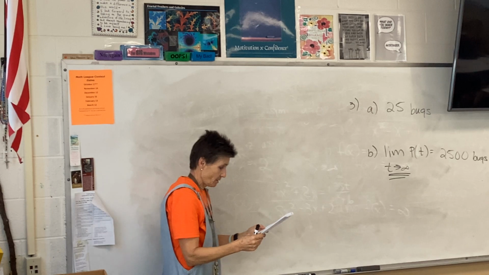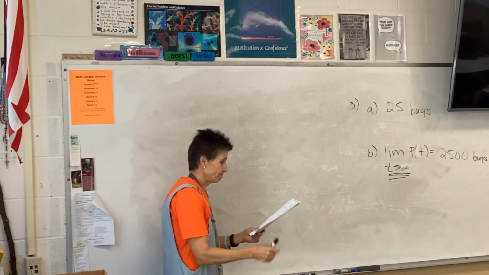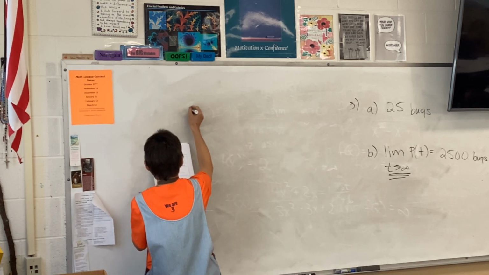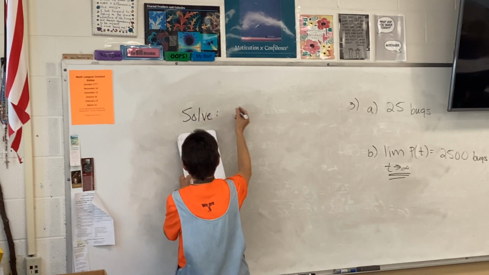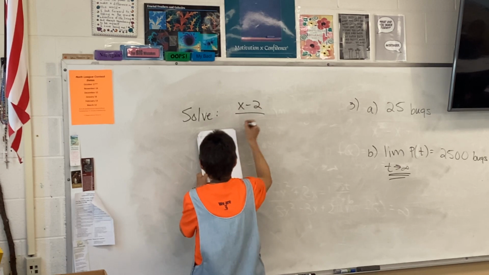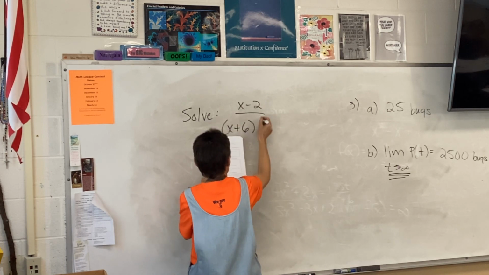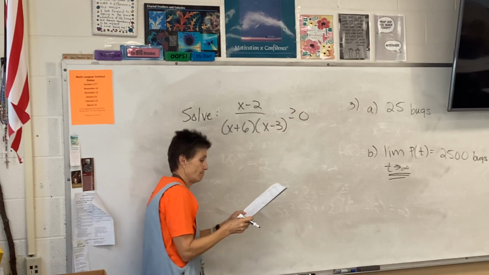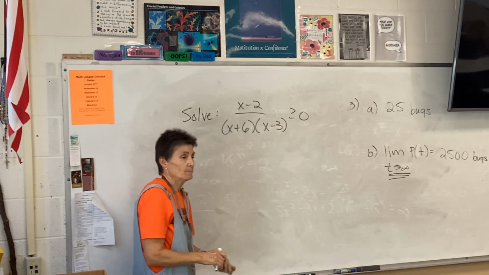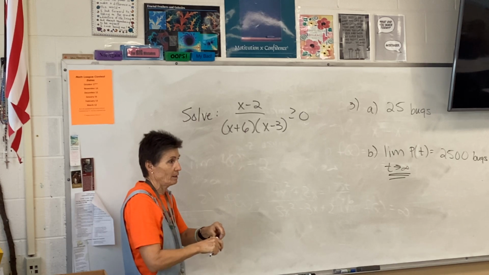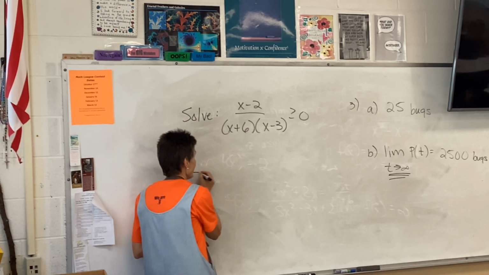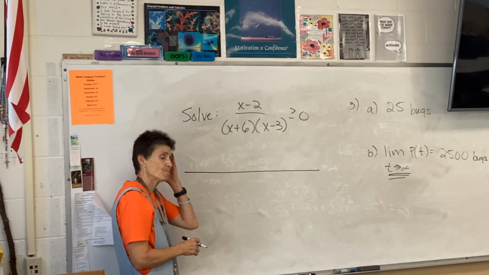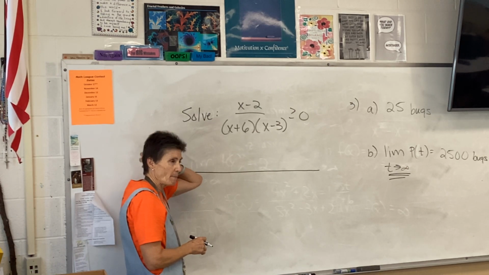All right, so let's see. We've already talked about what a rational function is. So let's look at example number 1. And I'm just gonna walk you through the problem here. This is an inequality. So I'm gonna draw my number line and do a sign chart, just like I did for my polynomials.